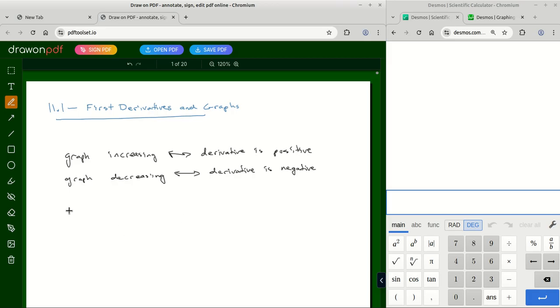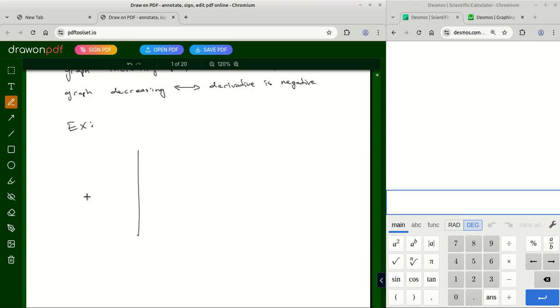So what does this mean? I'm going to do an example and show you, because I think examples are really awesome.